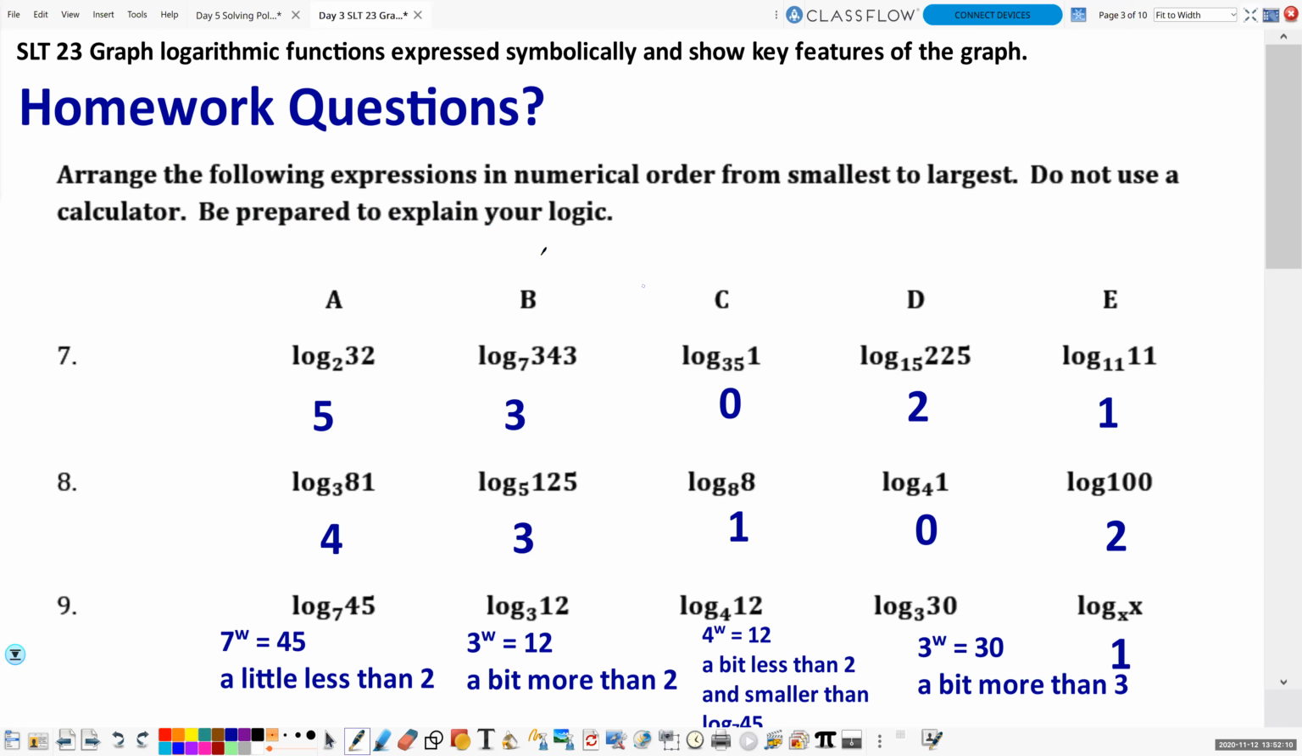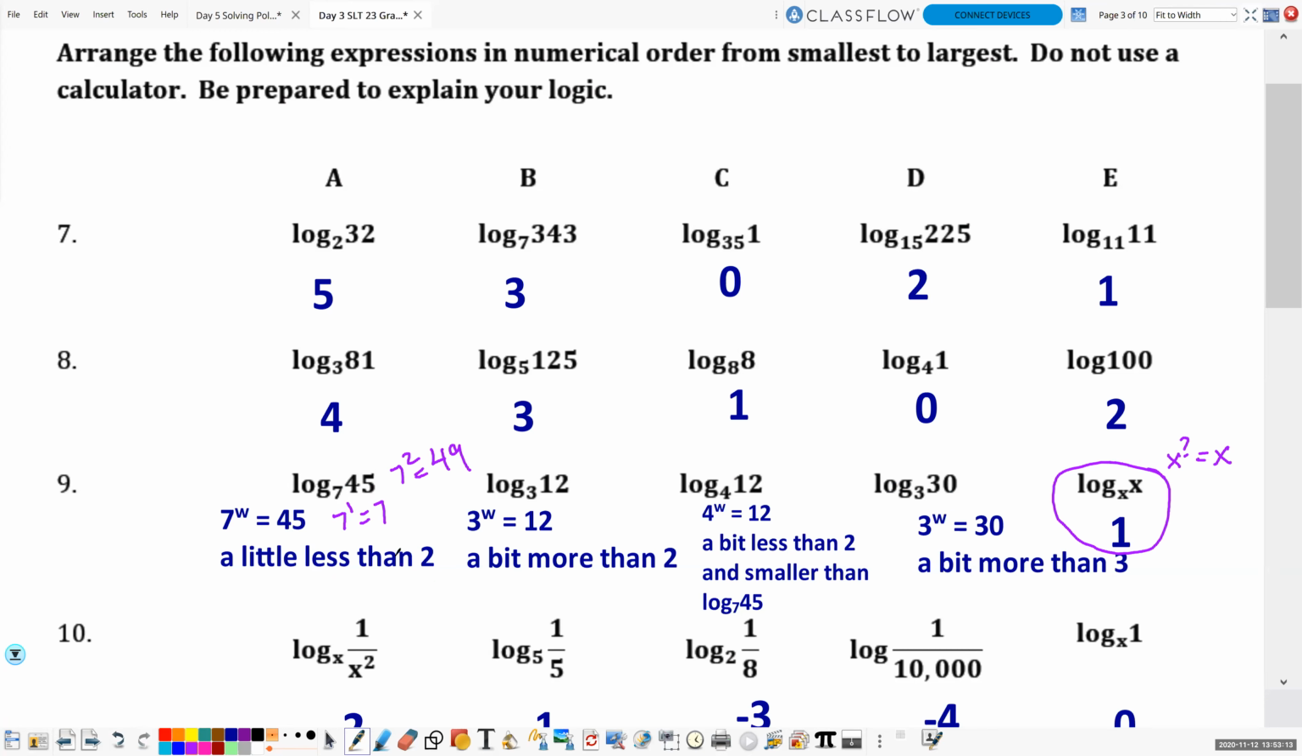This one should be obvious. X raised to what power gives you X? It's just 1. Now, all the other ones are not going to come out exact. So you need to kind of think about, all right, well, 7 to what power gives me 45? I don't know, but I know that 7 to the first is 7. I know 7 squared is 49, and 45 is way closer to 49 than it is to 7. So that's why I say, all right, this guy, he's a little less than 2.